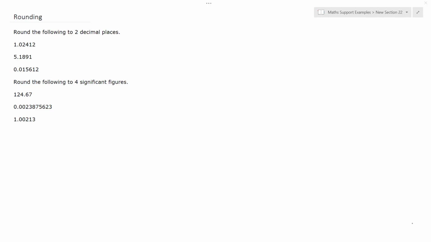In this example, we're looking at rounding to, in this case, 2 decimal places, or, in this example, to 4 significant figures. Let's start off with rounding 1.02412 to 2 decimal places.